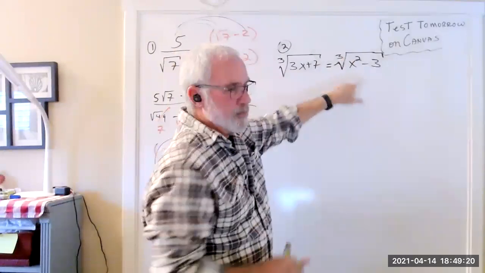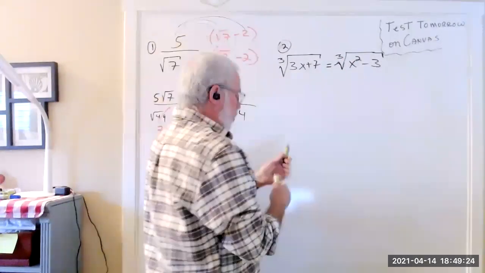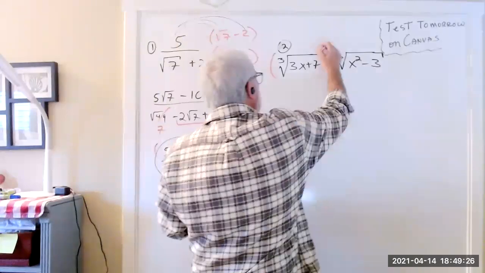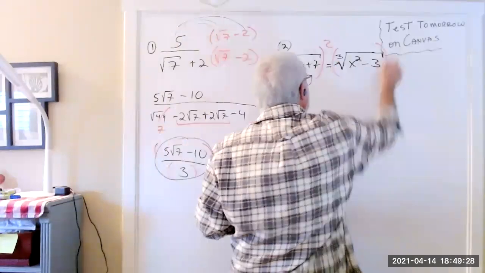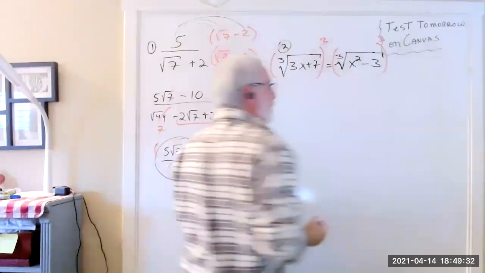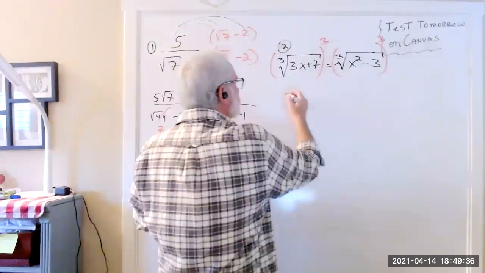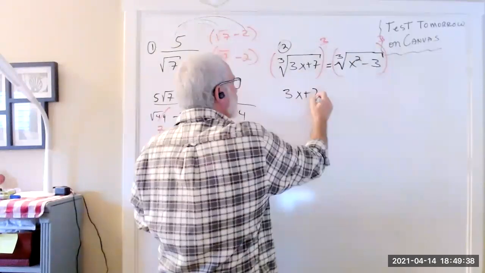How do you get rid of a cube root? Well, you cube both sides. Whoops, cube power. Okay. And that was going to cancel all of these. So you get 3x plus 7 equals x squared minus 3.